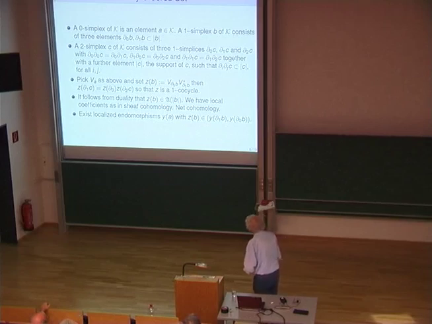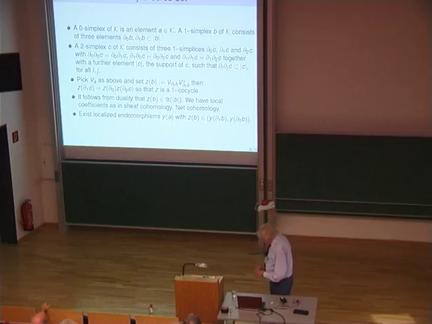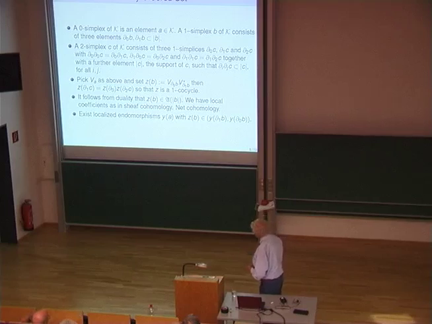There is a two simplex, and that will therefore be a triangle. And to define a triangle, you need the three one simplices, which are the sides of the triangle. And they have to satisfy compatibility conditions, which are written there, which simply say that the vertices correspond. And then there has to be a further element corresponding to the triangle itself, which is the support of C, which has to be larger than all the other simplices.